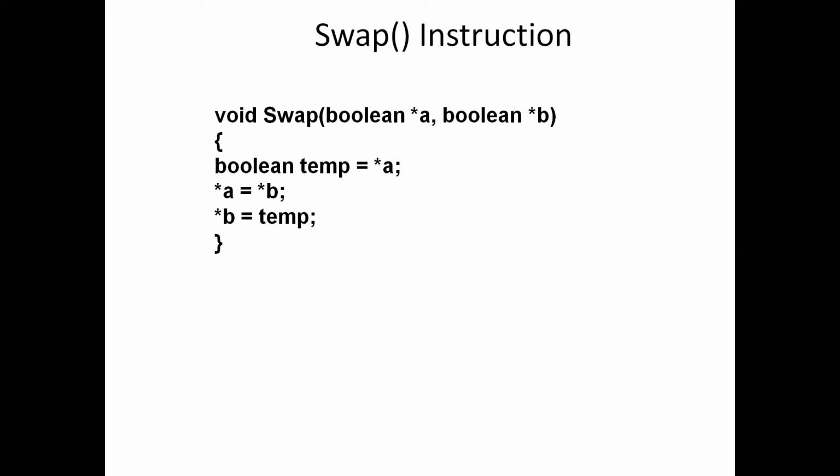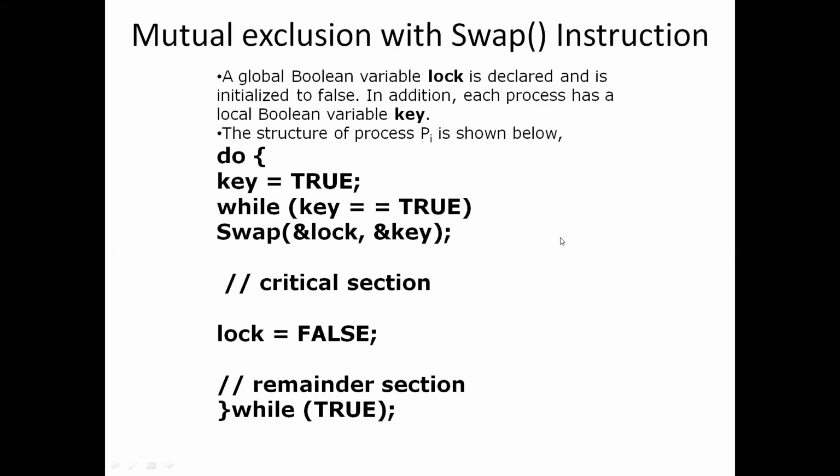Initially a is having false, so temp will store false. Next statement, a we are assigning with b. b is having true, so a will be assigned the value true here. Next statement, b is equal to temp. temp is holding false, so b will be assigned false. After the execution of this statement, a will be pointed to true and b will be pointed to false. In the same memory location the values are swapped here.